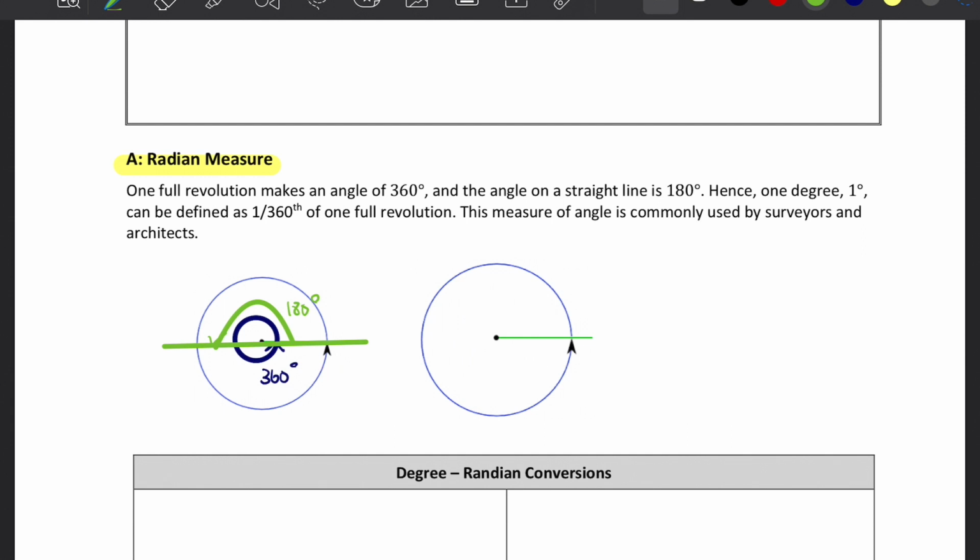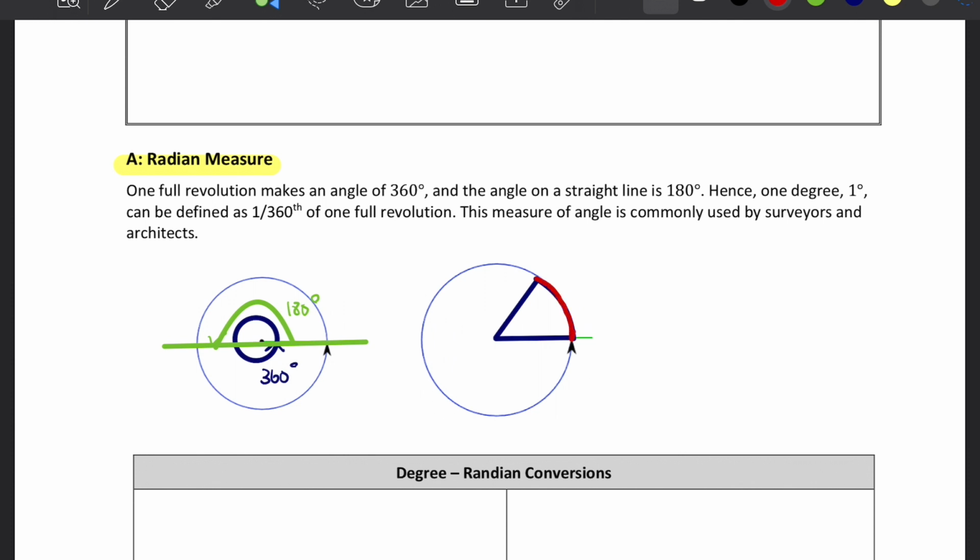Then let's talk about this measurement of angles in radians. I'm going to identify a sector on this circle first. A sector is a division, or you can say a part of the circle that has the shape of a pizza slice. That's a sector. When we have a sector, we always have an arc.